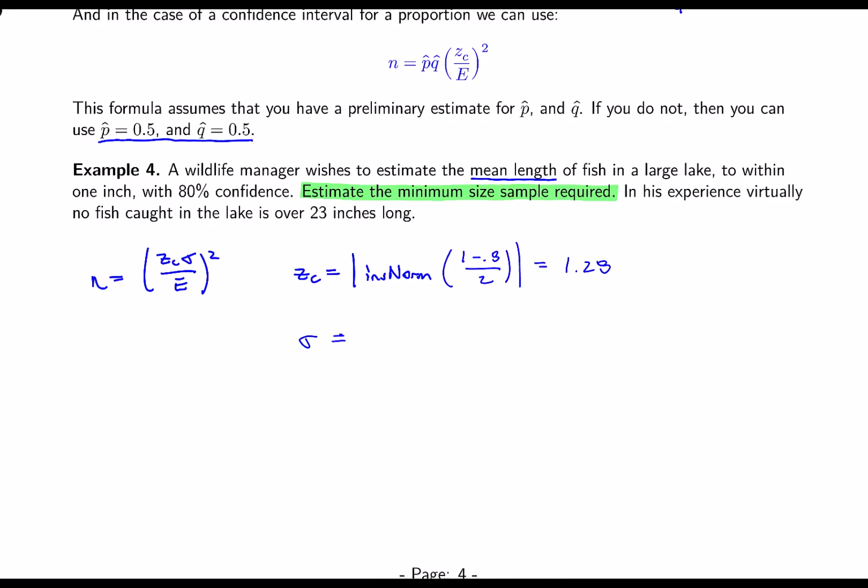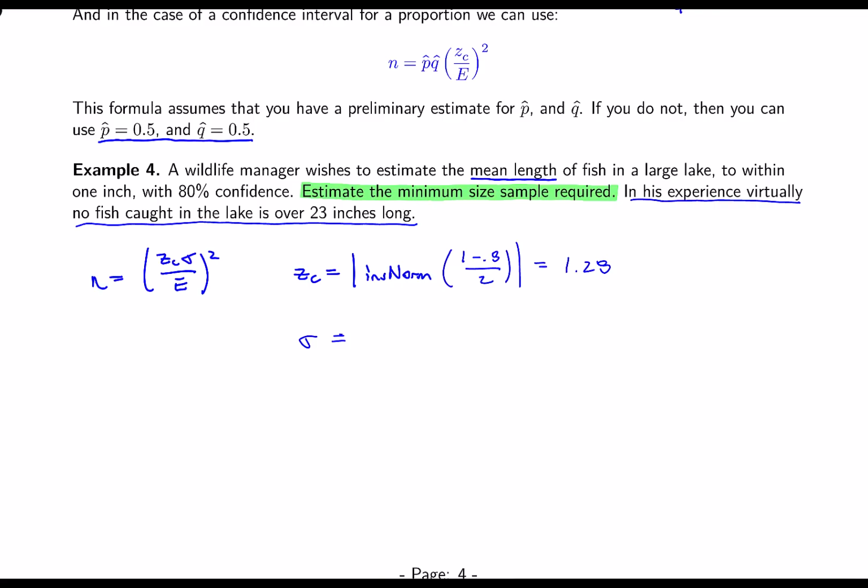That is the standard deviation. Well, the standard deviation isn't given because we haven't done the study. So if we haven't done the study, we don't have any kind of estimates. But we are given this clue here. In his experience, virtually no fish caught in the lake is over 23 inches long. So this is kind of like the maximum length of a fish.